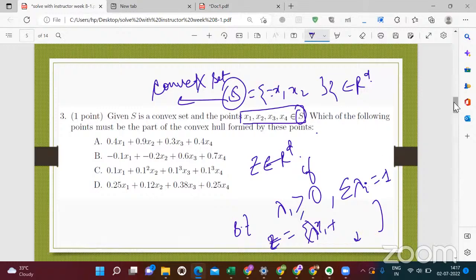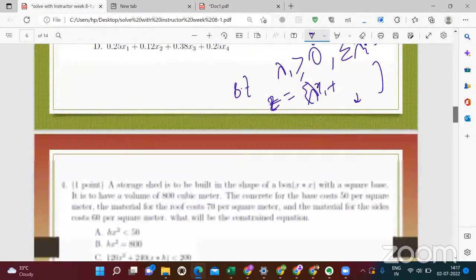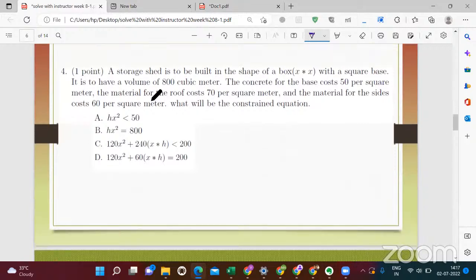The next one is, yeah. A storage set is to be built in the shape of a box with a square base. So this is just a multiplication, x cross x with a square base. The volume should be 800 cubic meters. The concrete for the base costs 50 per square meter, the material for the roof costs 70 per square meter, and the material for the sides costs 60 per square meter.